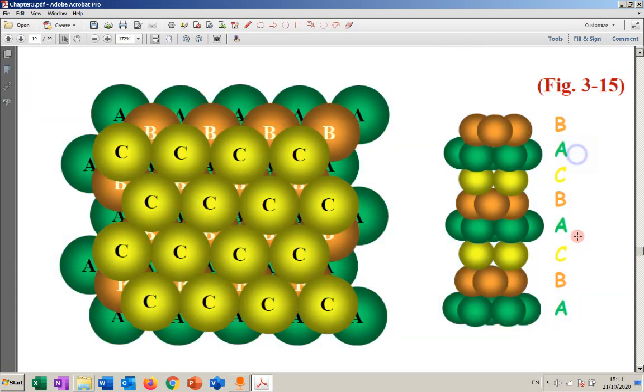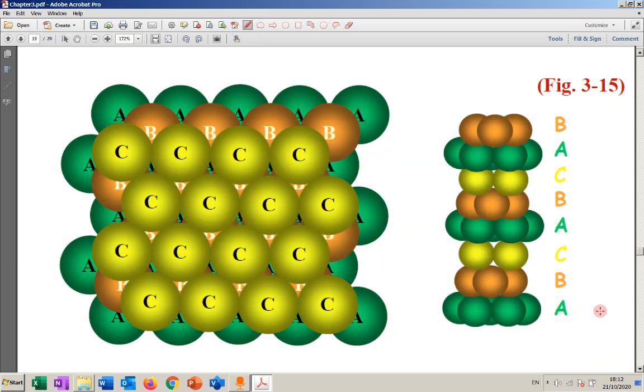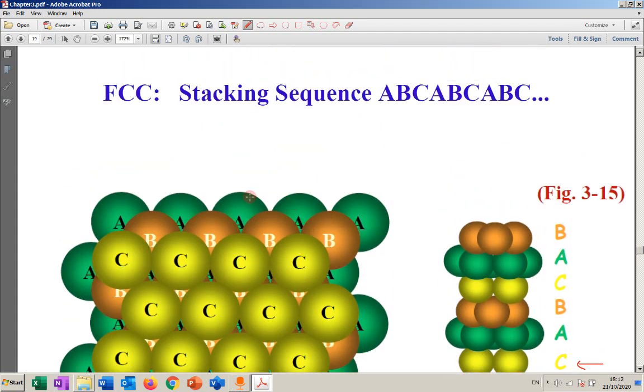This is how the sequence, they call it ABC. A is layer 1, so this is layer 1A. There is another layer, layer B. There is another layer, C. That's gonna give us the FCC crystal structure. They call it the stacking sequence: ABC, ABC, repeating. That's gonna give us FCC.